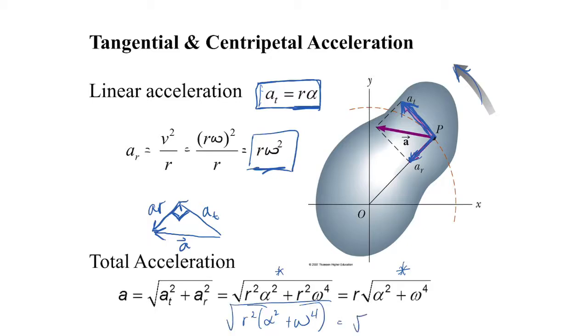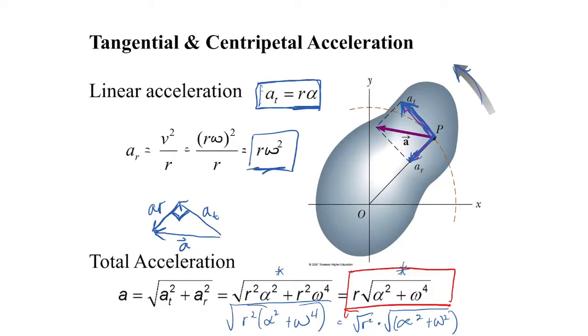And then, of course, you can split that up into two separate square roots. And then, of course, the square root of r squared is just r. And so that's how we get this final equation right here. Okay. That's that. How does that sound?